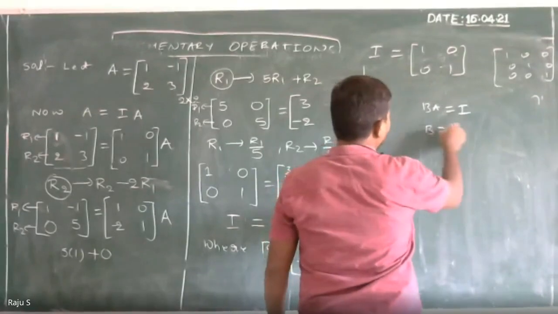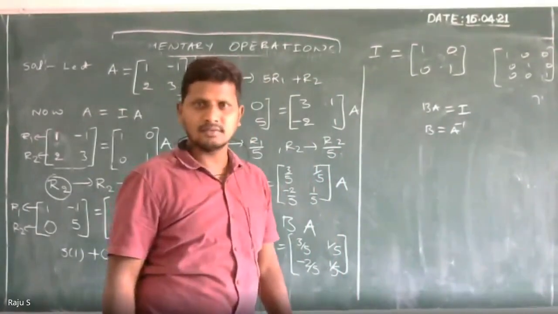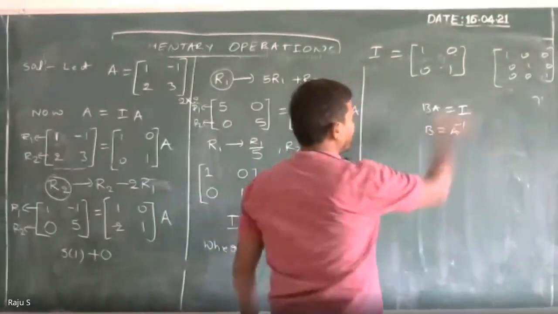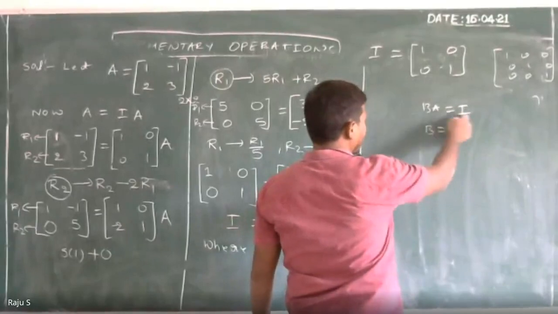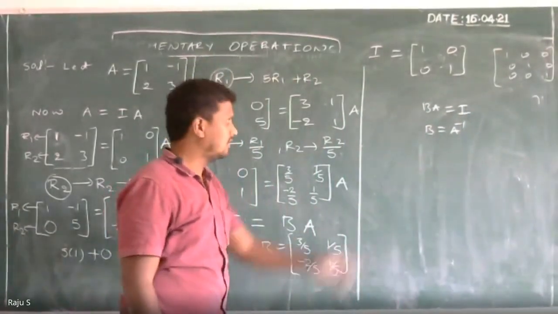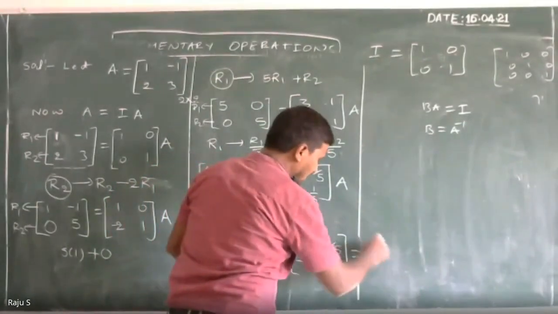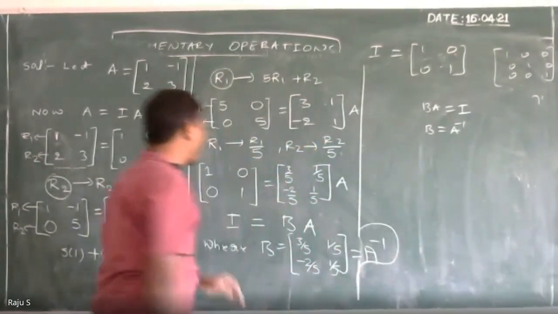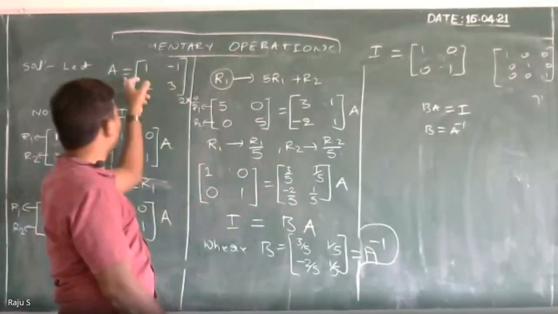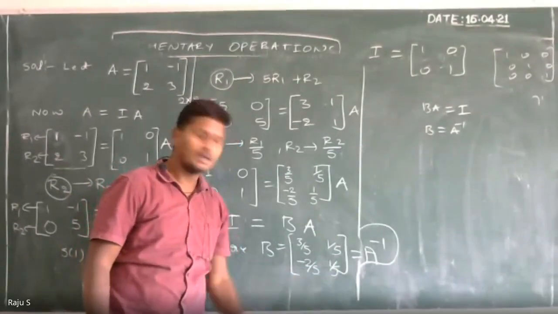what about B? Shall I write B as A inverse? When I multiply with A inverse on both sides of this equation, post multiply, then finally this resultant matrix is nothing but the inverse of the given matrix. So this is the given matrix. The inverse of the given matrix is given by 3 by 5, 1 by 5, minus 2 by 5, 1 by 5.